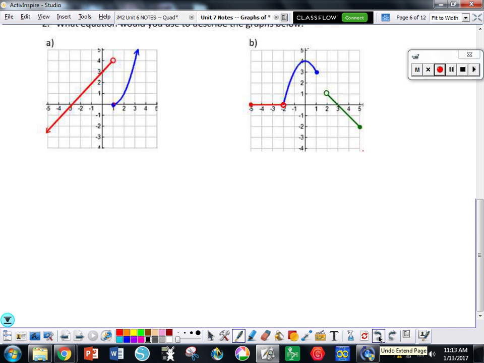Now, how do you write it? Ignore this for a minute. What values of x does this line cover? So x is less than or equal to. Is it or equal to though? No. That open dot right there means that it's not or equal to, so x is less than 1. Right?